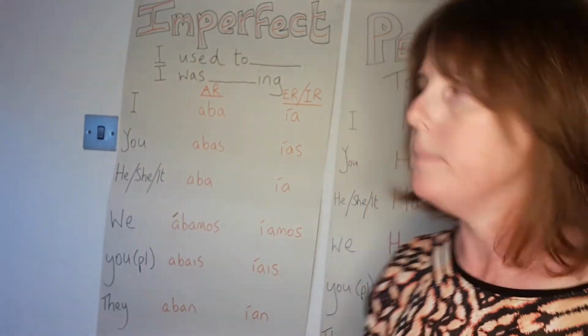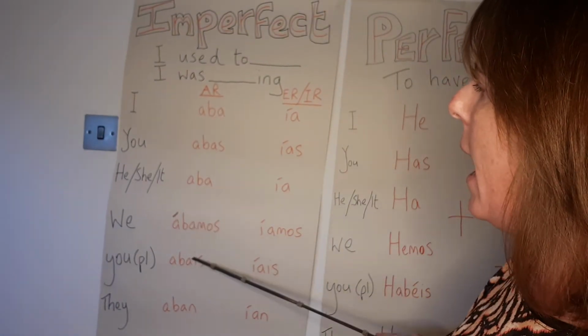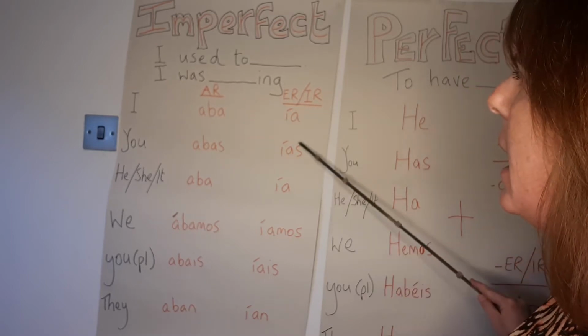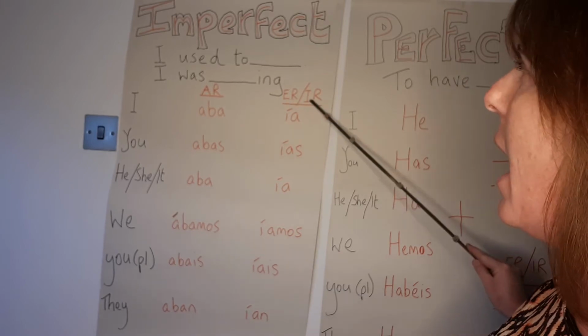I'll do it one more time. Abba, abas, abba, abamos, abais, aban, the ARs. Ia, ias, ia, iamos, eis, ian, ia, ia.